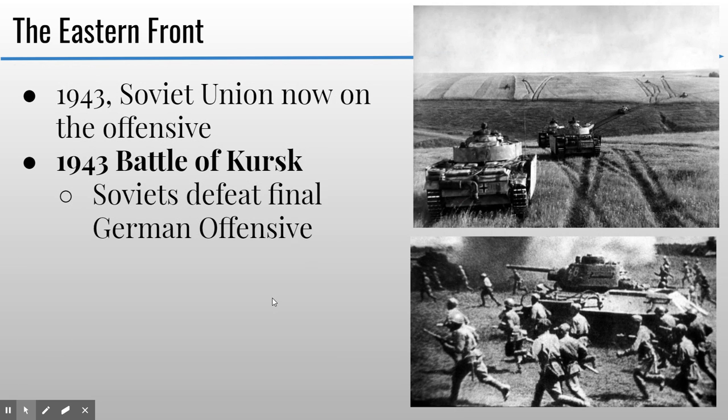After Stalingrad in 1943, the Soviet Union is now on the offensive. The major battle in 1943 is going to be the Battle of Kursk, and the Germans launch this huge offensive using tanks. You can see all the tanks here. It's the largest tank battle in history, one of the largest battles in history after Stalingrad, but the Soviets defeat it, and the Germans kind of exhaust themselves on the Eastern Front.